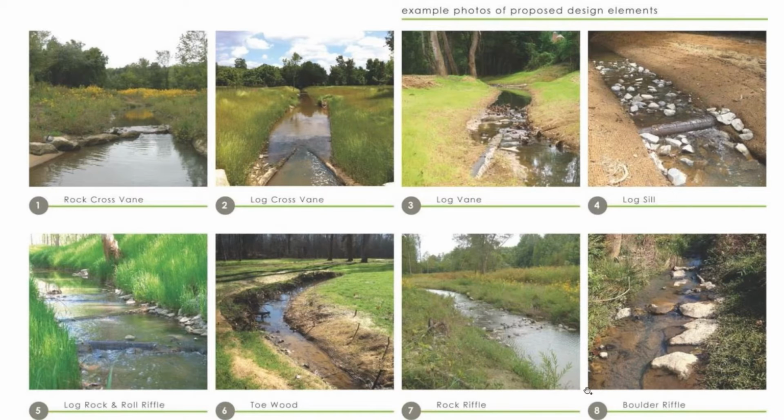So here's just some examples of simple boulder riffles, rock riffles, brush toes, log sills, rock and roll riffles, which is a mix of boulders and logs, vanes, anything that creates depth variability where you create some of that deep, cool water. Anybody who's done some trout fishing knows deep, cool water is where the trout like to go.